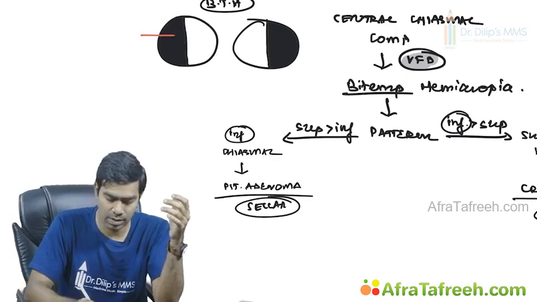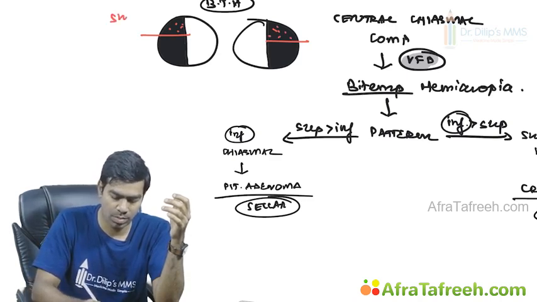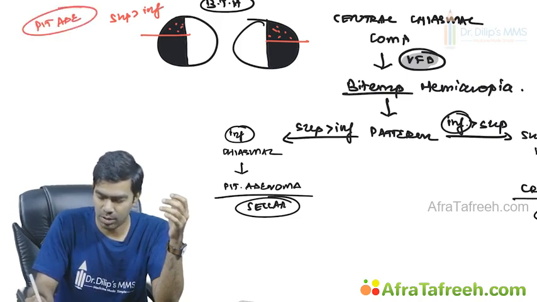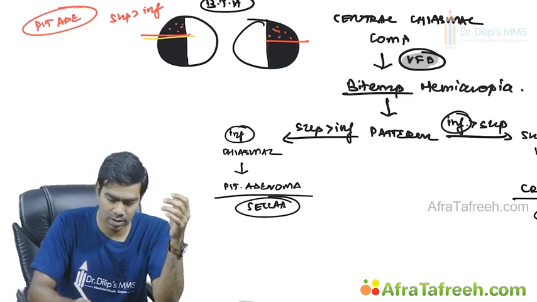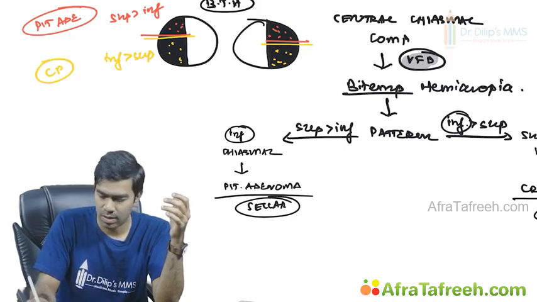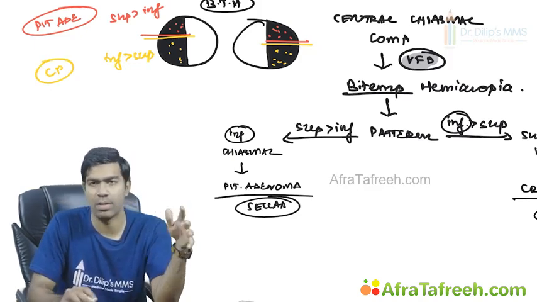And if you are going to affect the superior vision more than inferior vision, obviously this goes towards a pituitary adenoma. Alright. And if I'm going to affect the inferior vision more than the superior vision, we know that this usually goes towards a craniopharyngioma. Alright, so this is a very important thing to understand.